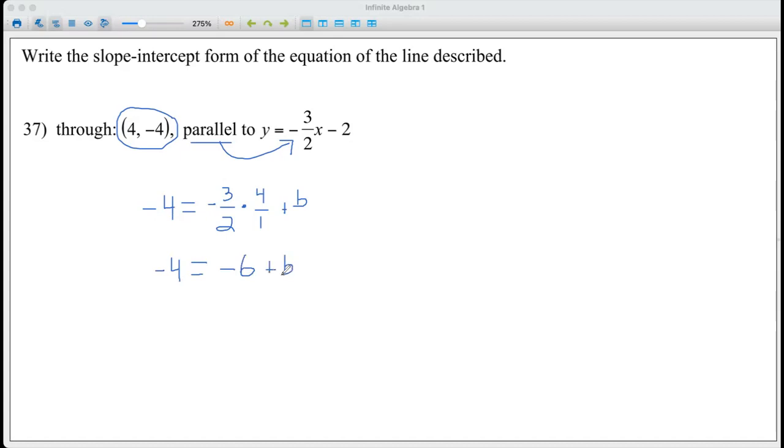Add 6 to both sides, and we would get b is equal to 2. So there's your b. Let me circle in red. So b is equal to 2. The slope is going to be exactly the same. So your final answer is y equals mx plus b with the right m and the right b. So y is equal to m, m is -3/2, with an x. And then your b value. Your b value is +2, so +2.